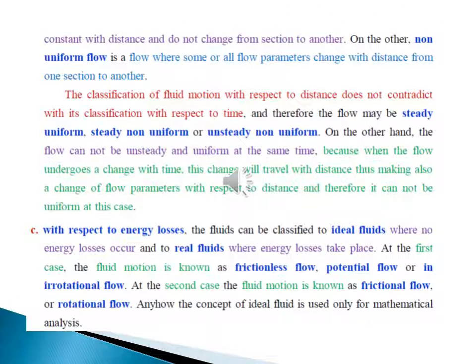The motion of fluids can be classified according to energy losses, into ideal fluids where no energy losses occur, and real fluids where energy losses take place.